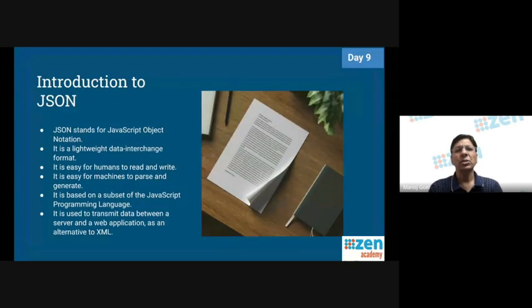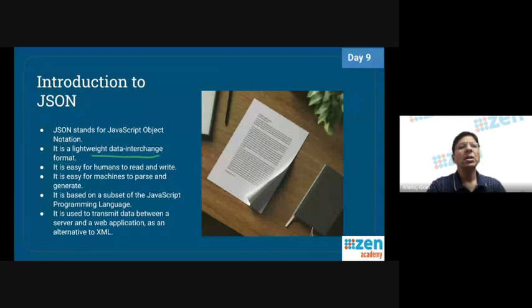What is JSON? I just spoke about JSON. I think in one of the previous classes we also discussed it. JSON stands for JavaScript Object Notation. Note it down. JSON is JavaScript Object Notation. It is a lightweight data interchange format.